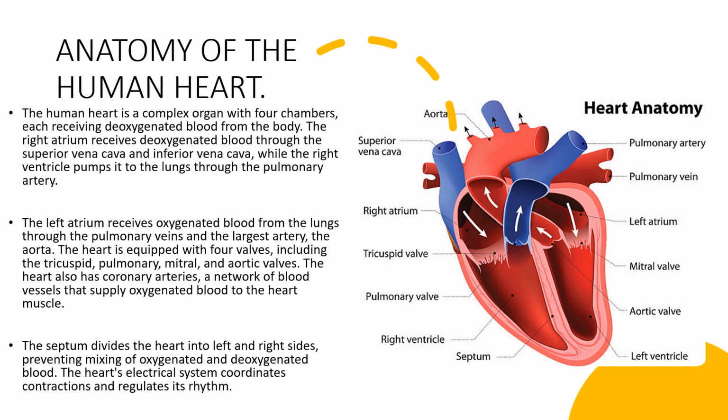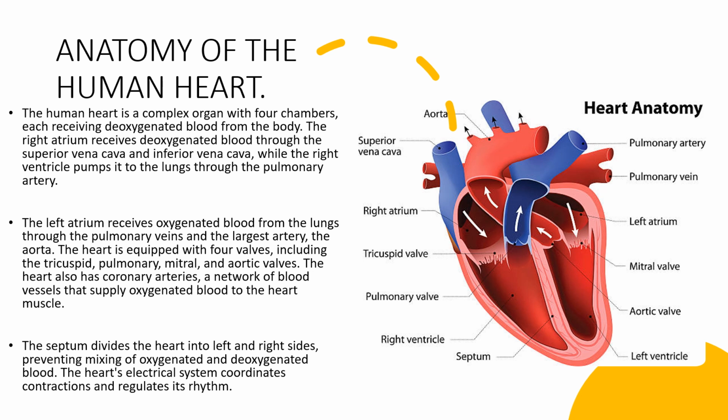So the first part of the heart that receives the deoxygenated blood is the right atrium, coming from the superior vena cava and inferior vena cava. After that, the right atrium will pump the blood into the right ventricle, passing the tricuspid valve. The tricuspid valve is also known as the right atrioventricular valve. Keep this in your mind. Its main function is to prevent the backflow of blood from the right ventricle into the right atrium.